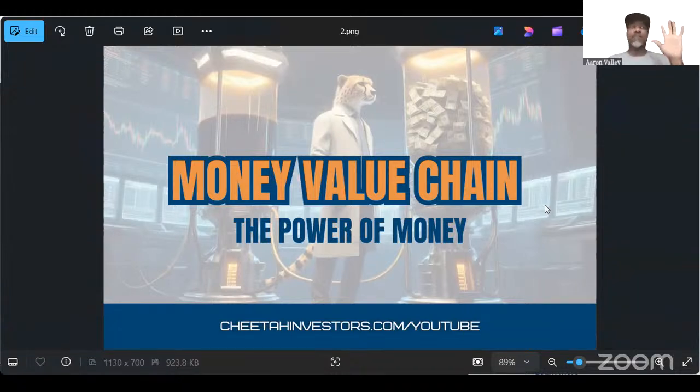So first off, today we're going to talk about the money value chain. Now, I guess I got to explain the difference between a supply chain and a value chain. A supply chain is something that's being built, something that's being manufactured. There's a lot of parts, a lot of pieces. You take all the components, put it together, and come out with the final product. That's a supply chain.